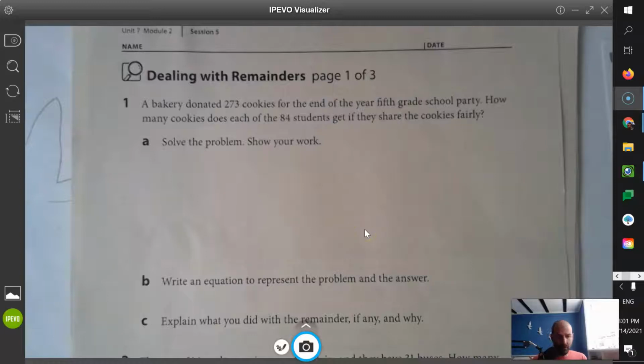Hi, this is the intro to the dealing with remainders problem. A few things to think about before you get started. Things to do with remainders when you have a problem.